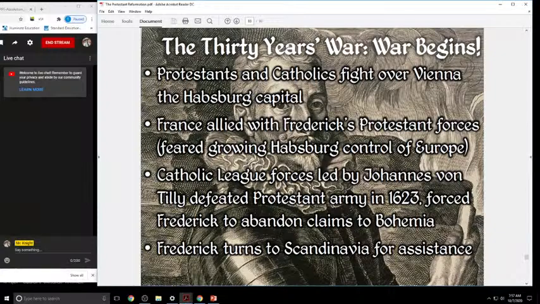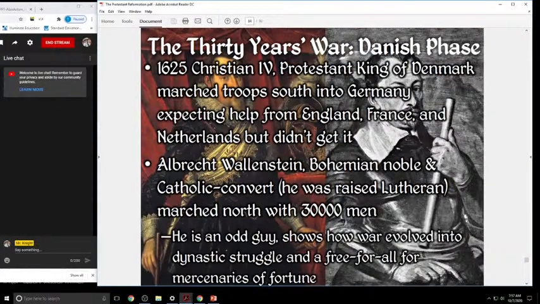And as a byproduct of that, Scandinavia gets drawn into this conflict with Denmark. So the next phase of the 30 Years' War kind of goes through several phases. And the first phase that we're going to be talking about now is the Danish phase. All right. So in 1625, the king of Denmark was a guy named Christian IV. And he's Protestant. Okay. He's Protestant king of Denmark. And he assists Frederick, okay, this guy who had just been defeated by Tilly.